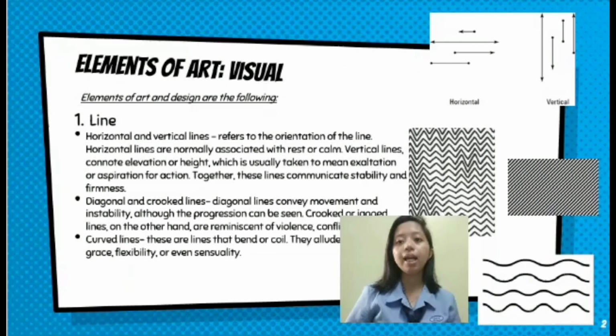Next topic is elements of art and design. First, we have line. What is line? It is an identifiable path. It has width. Also, it has length and direction. There are five kinds of lines.